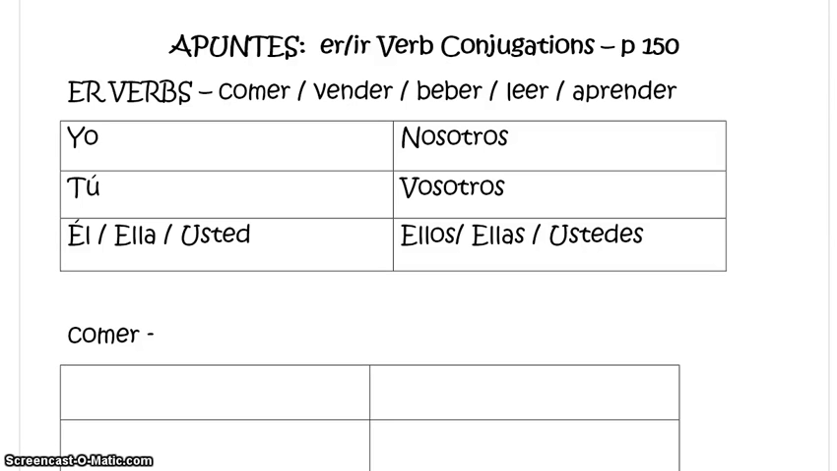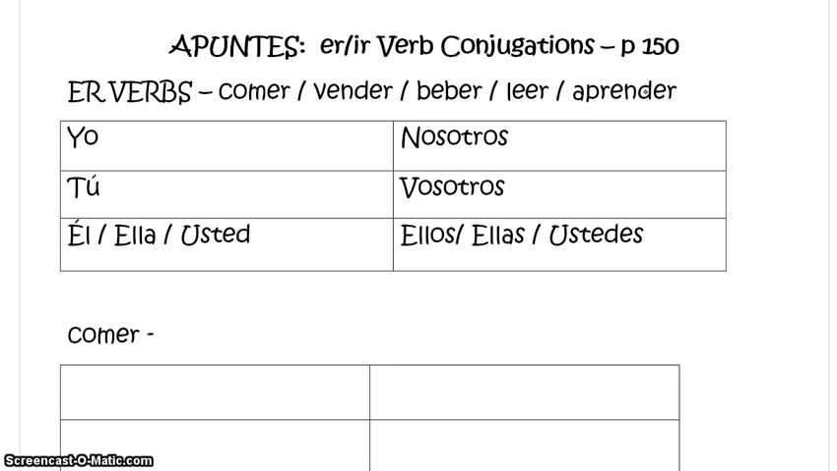Hi students, today we are going to learn how to conjugate ER and IR verbs in Spanish. Remember that conjugating a verb means changing the form of the verb so that it agrees with the subject. Some ER verbs that we're going to start with are the verbs comer, to eat, vender, to sell, beber, to drink, leer, to read, and aprender, to learn.